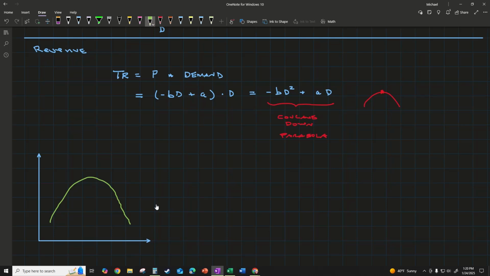Now, where's that maximum at? Well, the location of that is going to be at A over 2B. If you remember back to your pre-calculus probably, or calculus, that's a quick way to determine the center point of that. You can also differentiate this and find that, because this is a maximum point.